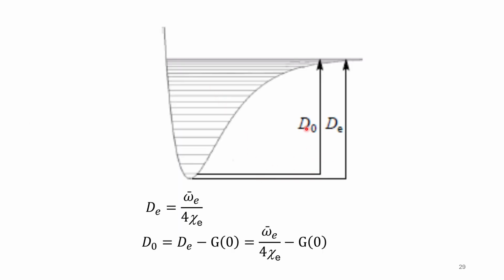And this is the position or the value for D0, corresponding to the dissociation constant from the lowest allowed energy level, where V equals 0, or the vibrational quantum number equals 0 at the ground state. And D subscript E is the dissociation constant from the bottom of the potential energy well. Okay, so these are their respective definitions.